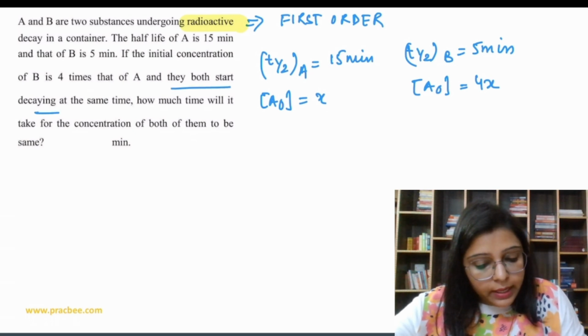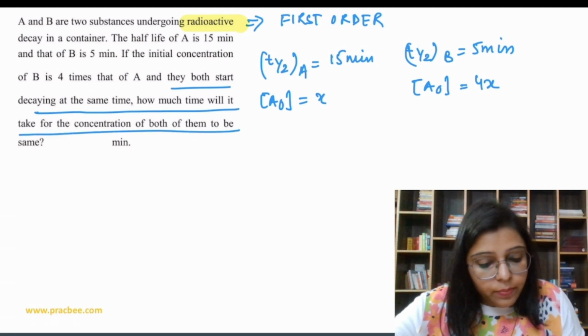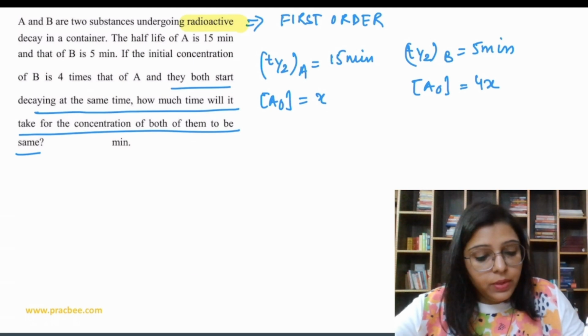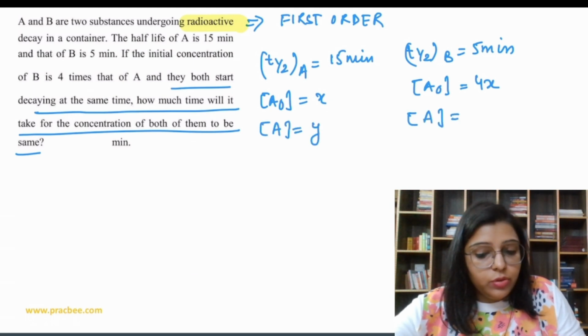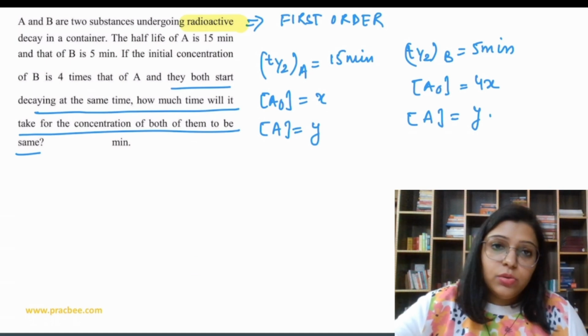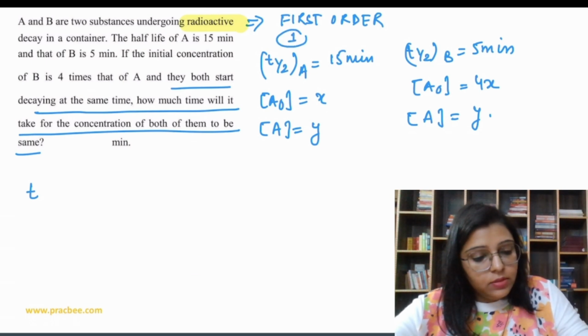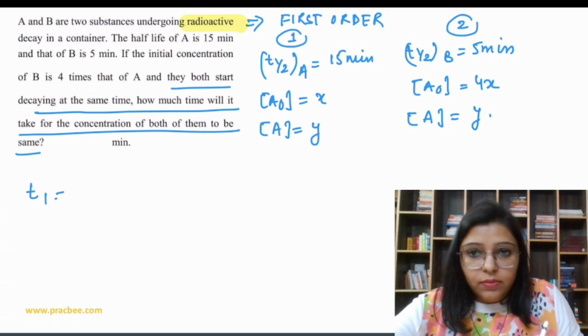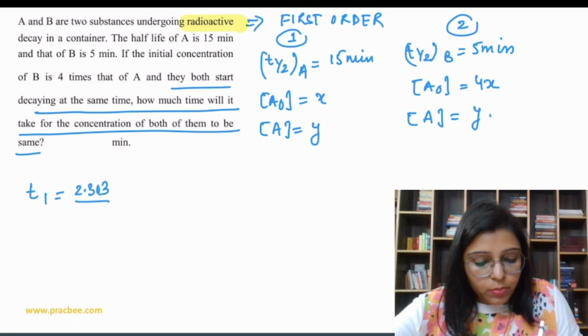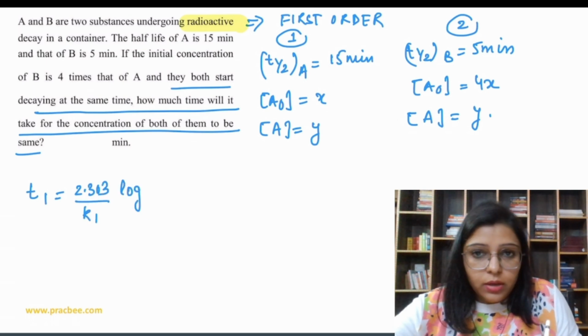they both start decaying at the same time. How much time will it take for the concentration of both of them to be the same? It means the final concentration is going to be the same. Suppose it is y, so here also it is y. Okay, so how to solve this? So dekho, simple. We have T1, suppose this is first and that is second. So we can say T1 is equal to 2.303 upon K1 and log x over y.